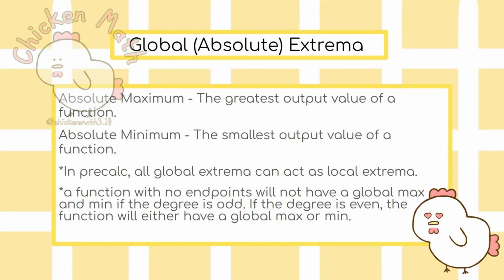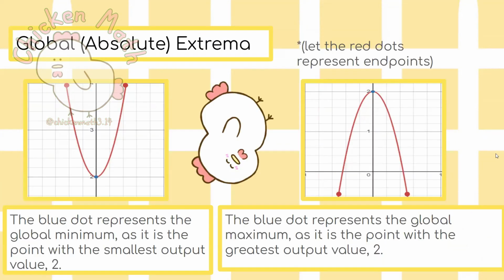Additionally, if a function has no endpoints or no restricted domain, then there will not be a global max or min. And this goes only for degrees that are odd. If the degree is even, then the function will definitely either have a global maximum or a global minimum. Now, here are two examples.